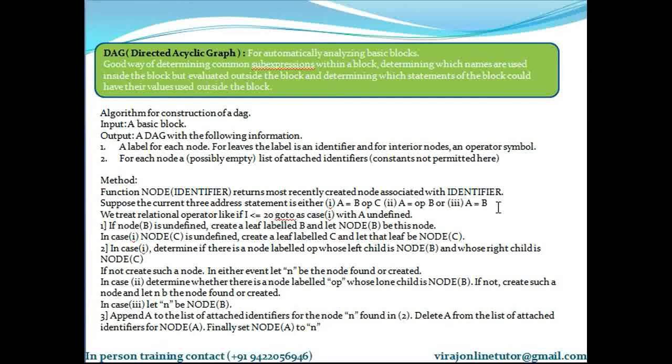Okay. So in point number 3 of the algorithm, we append A to this list of attached identifiers for the node n which is found in 2. So in statement 2, we have found a node or we have created a node, right? So append A to that list of identifiers for that node, because A is going to represent this statement. So append A to the list of attached identifiers for the node n found in 2 and delete A from the list of attached identifiers from node A, because we are always tracking the latest node which is generated by that identifier. Finally, set the node of A to that n that we have just created or found.